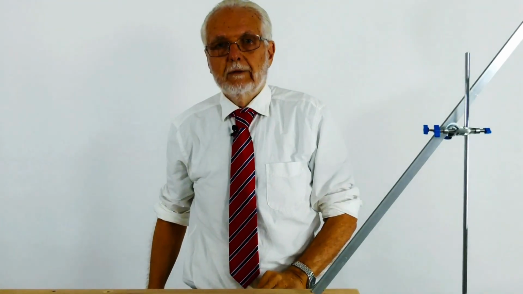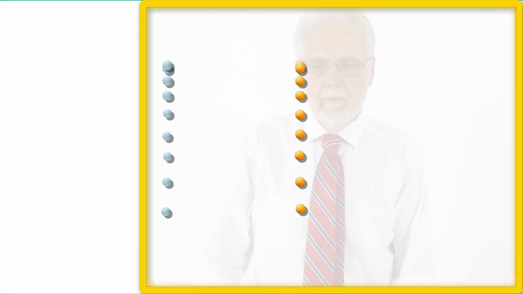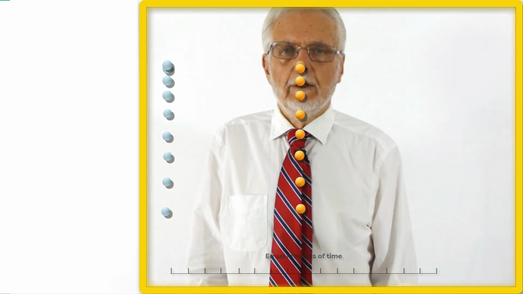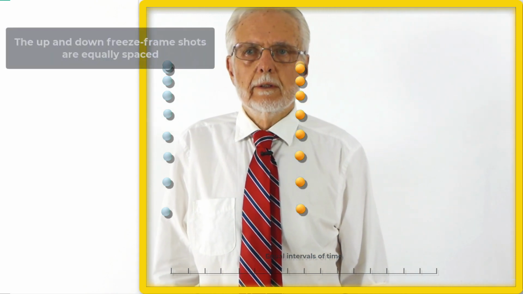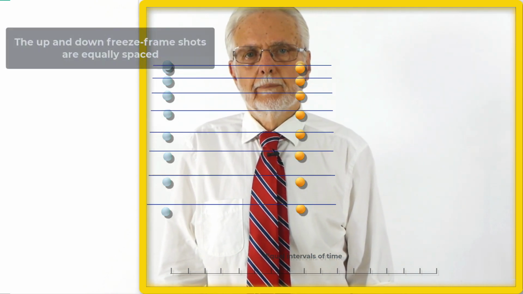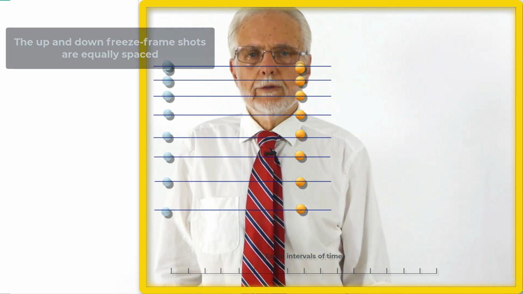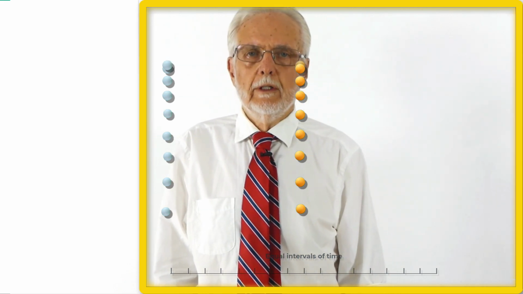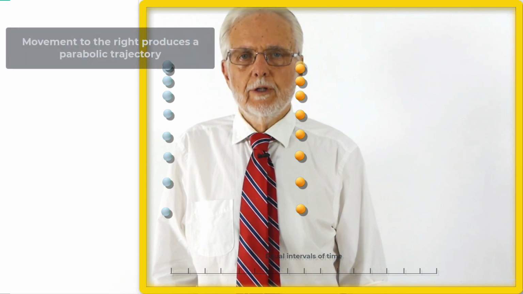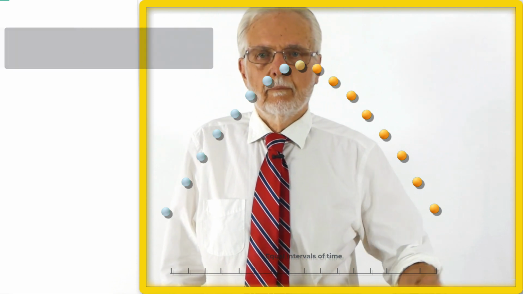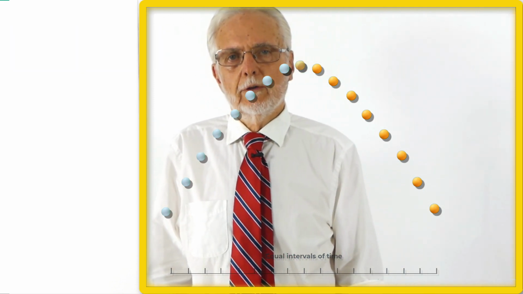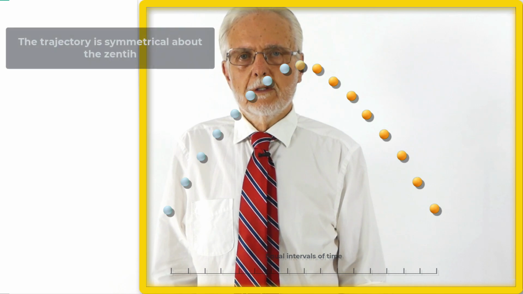Now we'll analyse the data. There are 5 major points to be learned from these data sets. The up and down freeze frame shots are equally spaced. Moving the balls to the right at constant velocity produces a parabolic trajectory. The trajectory is symmetrical about the zenith.